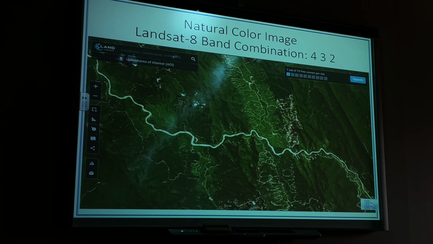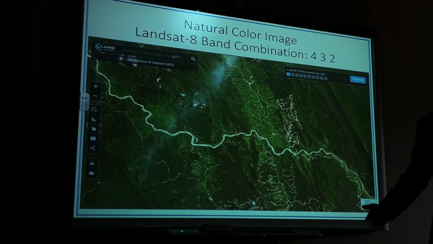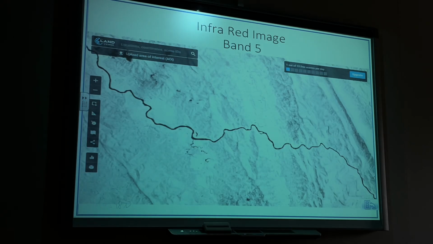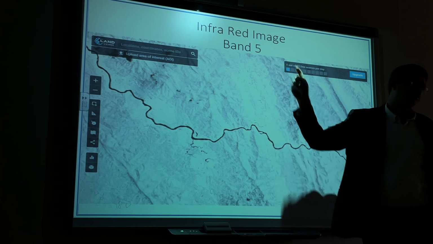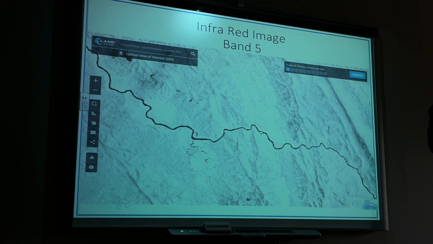Okay, so vegetation will appear white in color because in near infrared, the maximum amount of radiation is reflected from the vegetation, and water absorbs all the near infrared. So water will appear black and vegetation will appear white. This is the same image, but this is in infrared. This is band 5, an image from Sentinel.